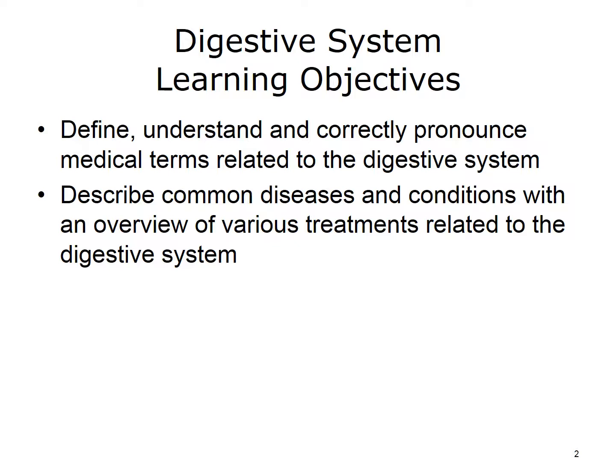The objectives for the digestive system are to define, understand, and correctly pronounce various medical terms related to the digestive system. Describe common diseases and conditions with an overview of various treatments related to the digestive system.